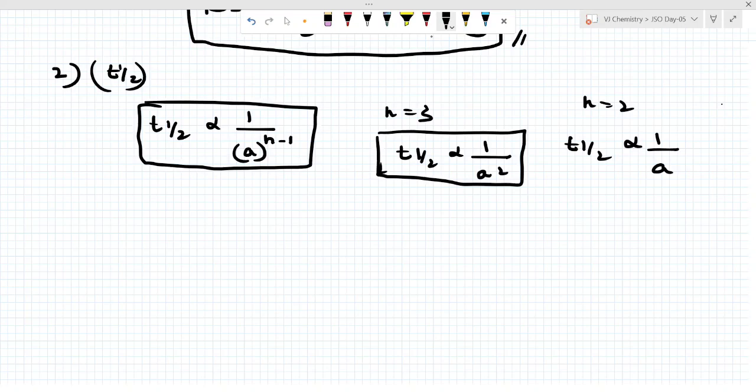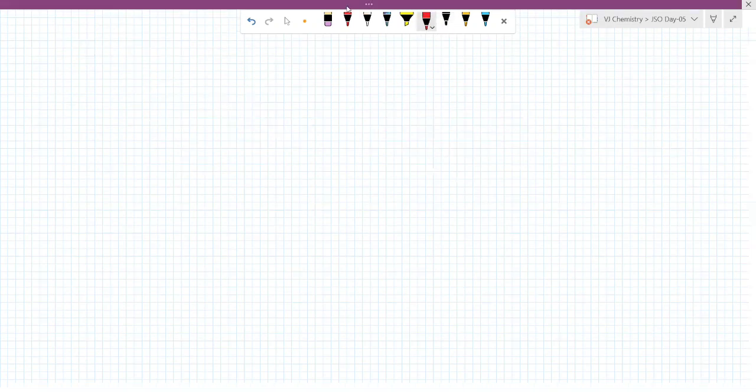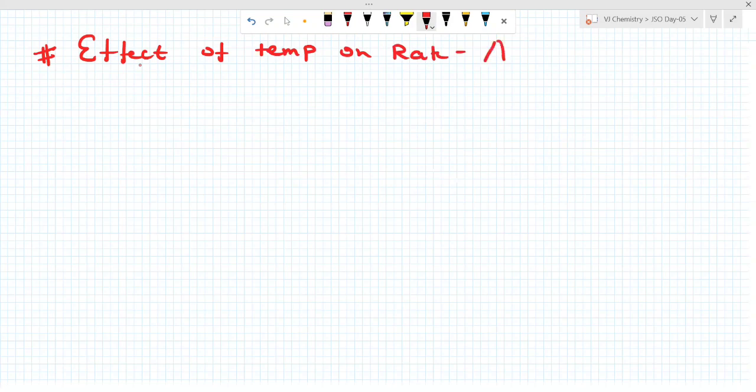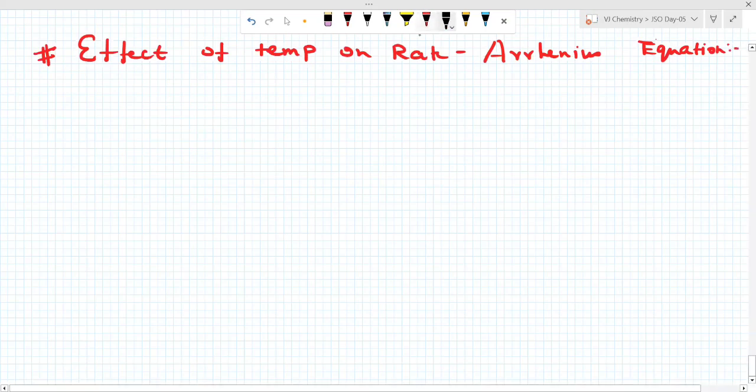This is about the rate of reaction. Next very important concept, the Arrhenius equation. Please note. Next concept, the Arrhenius equation, that is the effect of temperature on rate. Okay, now see what the Arrhenius equation is. First, the Van't Hoff equation, which is the basis of the Arrhenius equation. Now know the Van't Hoff equation.